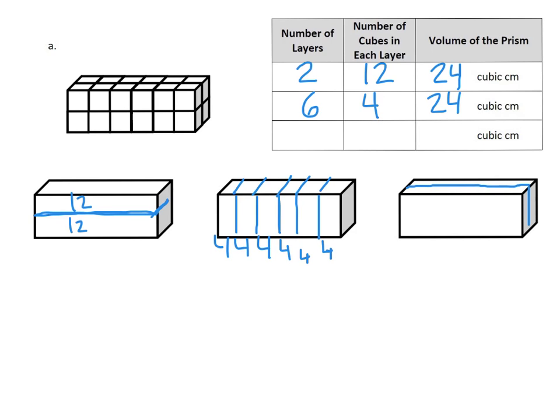The last way I can slice it is front to back. So if I do that, I get, again, 2 layers. And in each layer, I'm going to have 1, 2, 3, 4, 5, 6, 7, 8, 9, 10, 11, 12 again. So I get 2 layers of 12 once again. Or 24 cubic centimeters.